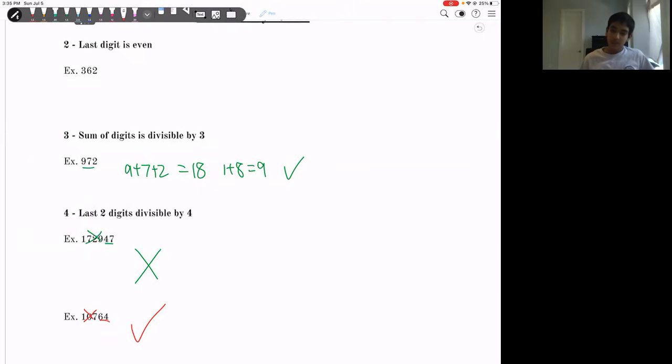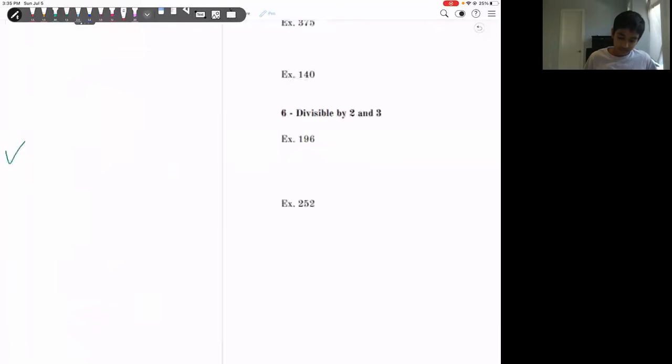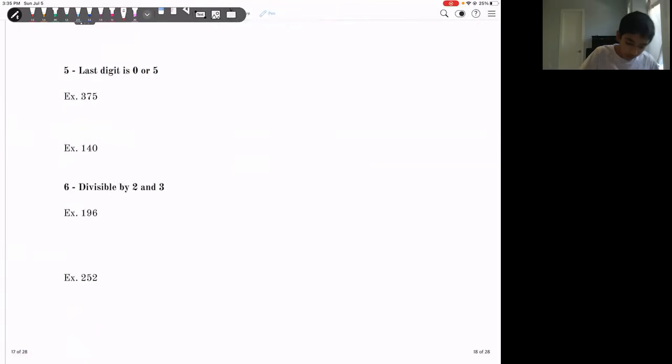Okay, so let's move on then. Now for 5, we just look whether the last digit is 0 or 5. So 375 is divisible because the last digit is 5. And 140 is as well, because the last digit is 0.